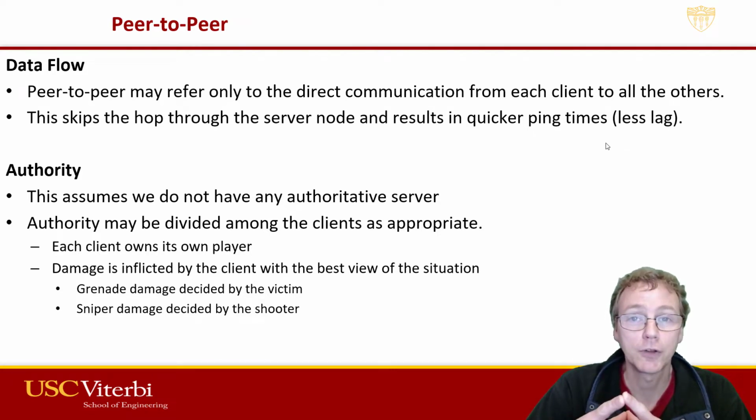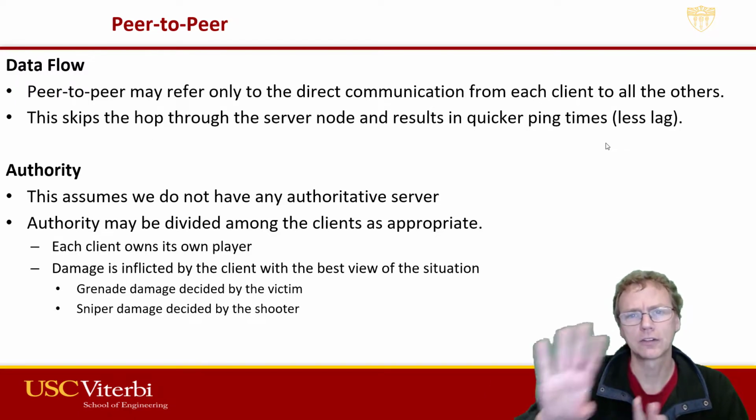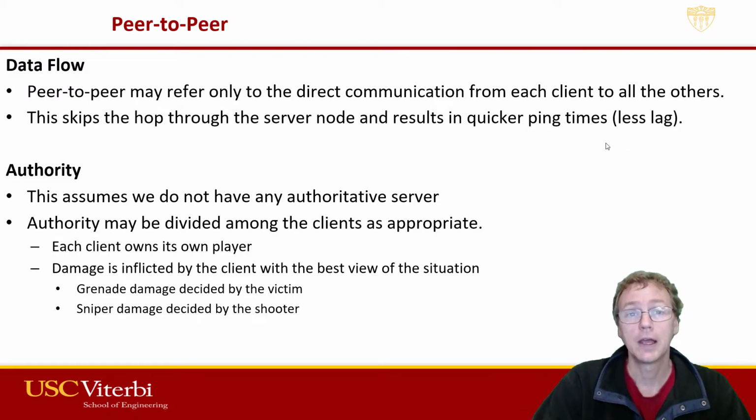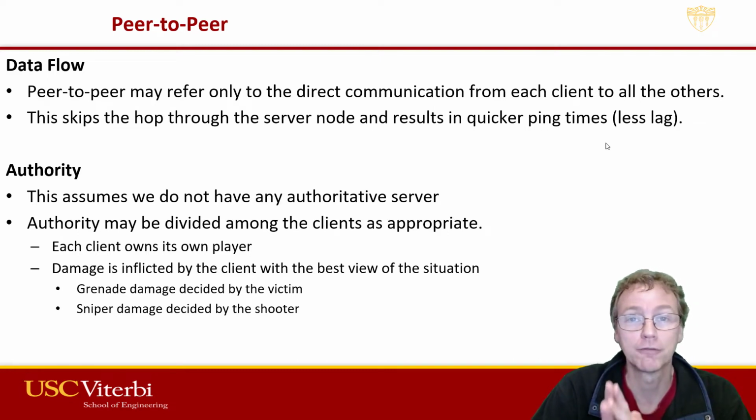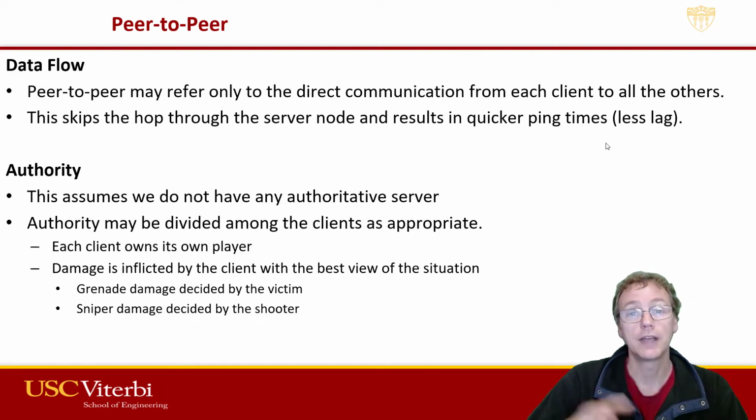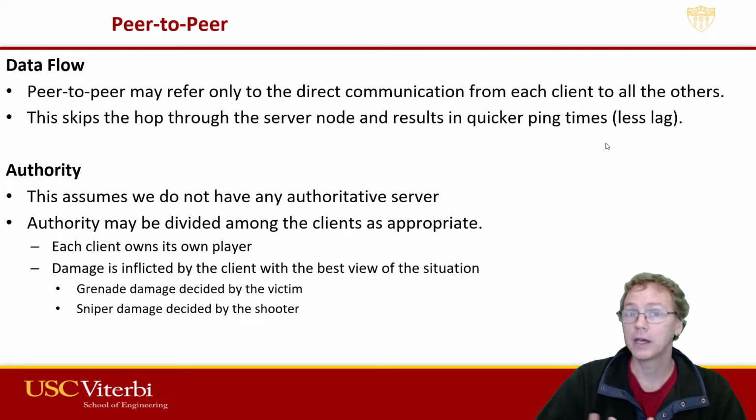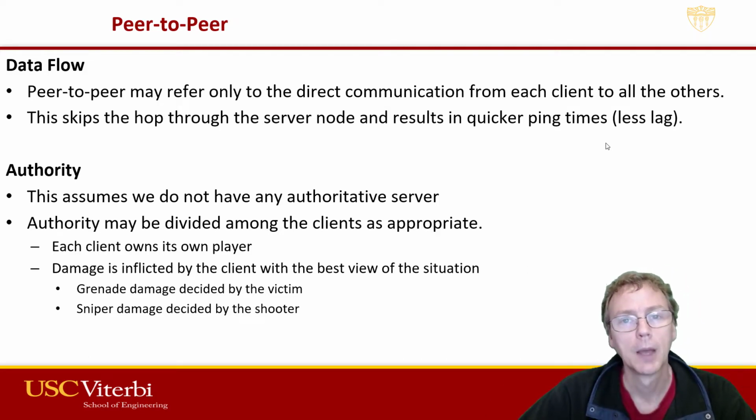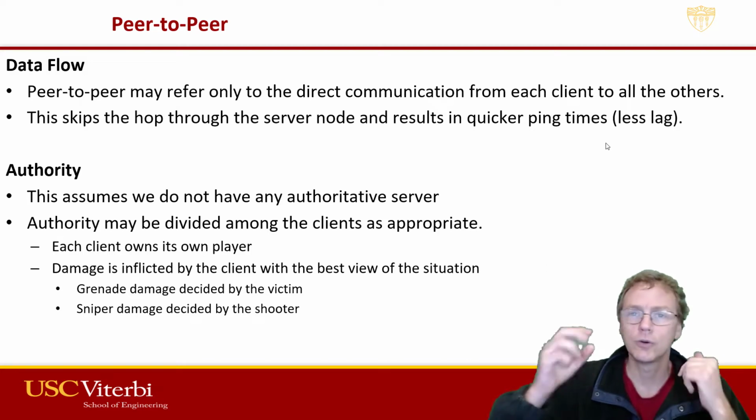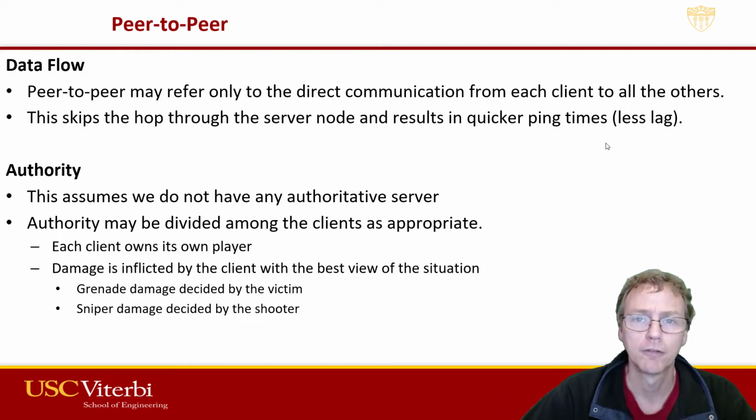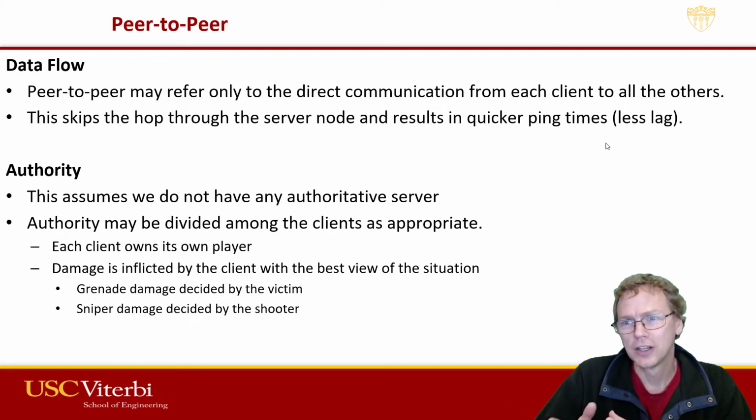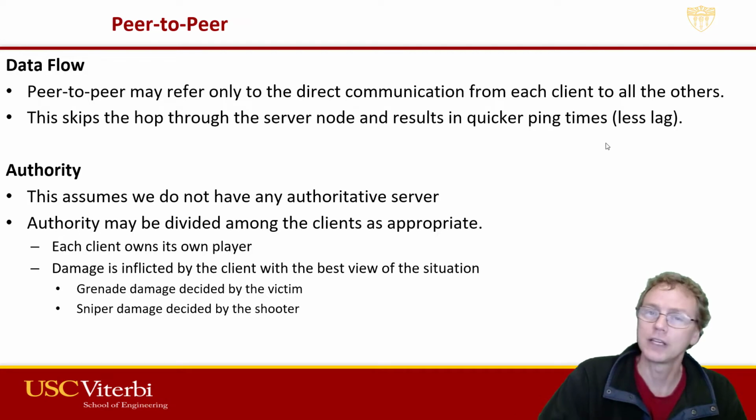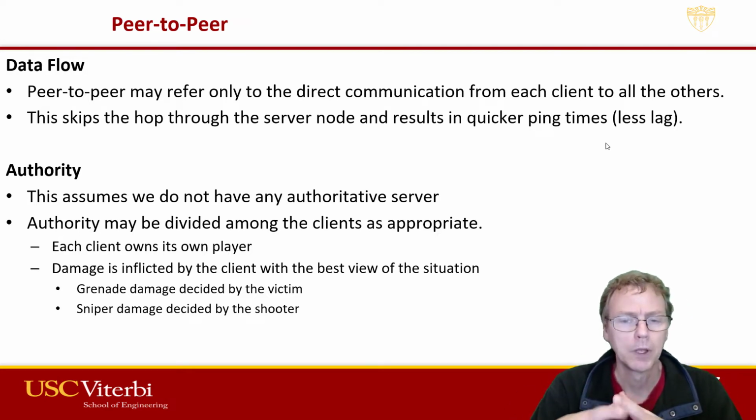Just to complicate things further, there's another way to slice this model that may not be as simple as it seems. The data flow that I just showed was a peer-to-peer data flow. Every message is sent to every other computer directly in the network. But there's another way to talk about peer-to-peer versus client-server that seems like it's the same thing, but it's actually a different thing, and that is authority. What do I mean by authority?